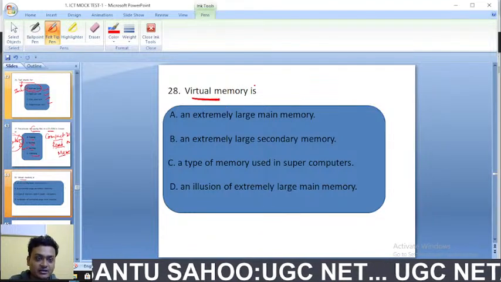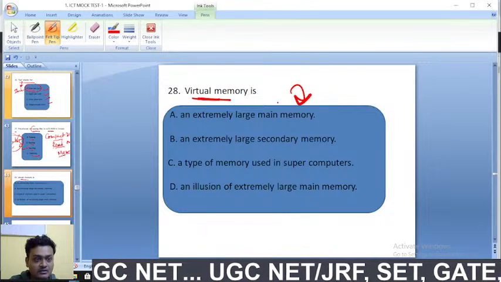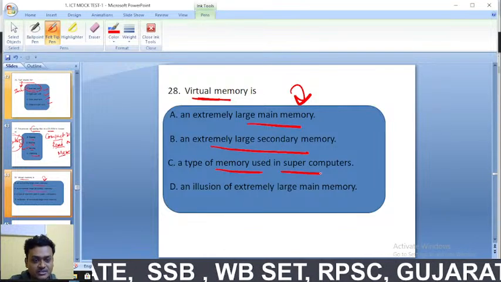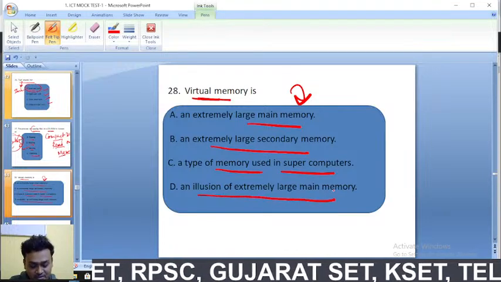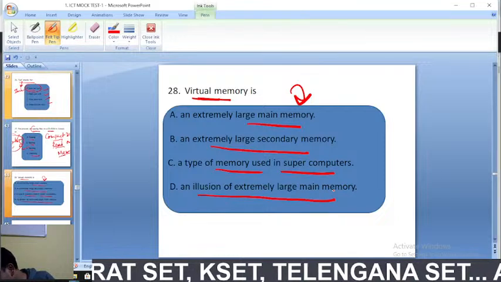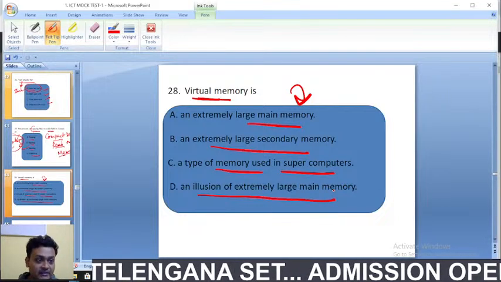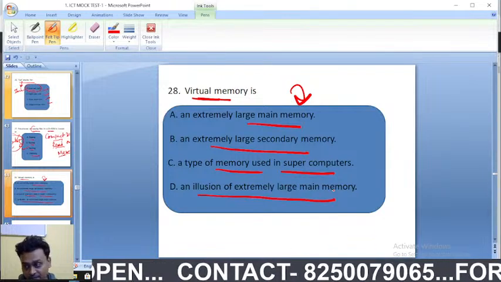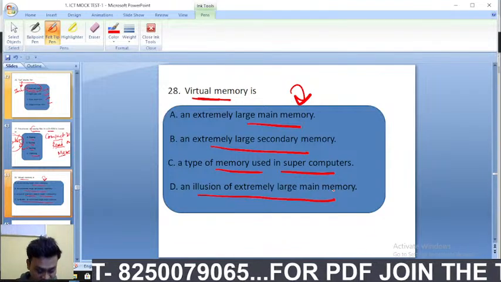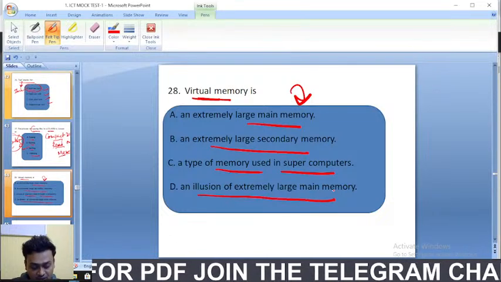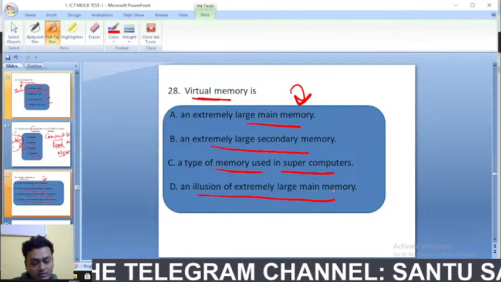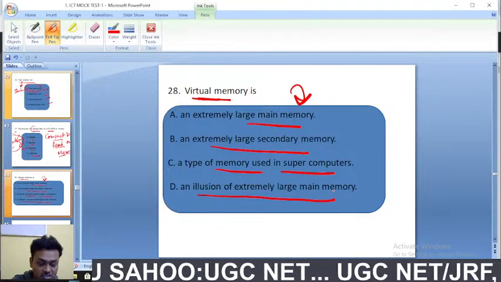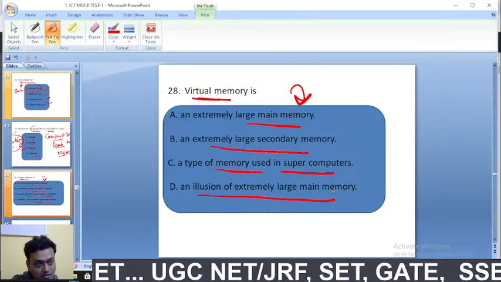Virtual memory. What is virtual memory? An extremely large main memory, an extremely large secondary memory, a type of memory used in supercomputers, an illusion of extremely large main memory. We have virtual debit cards too. If you have the Paytm app, Paytm Payments Bank, or Airtel Payments Bank, you will be given a virtual debit card. You can also order the physical debit card by paying money, but at first there will be the virtual debit card that you can use for your transactions.